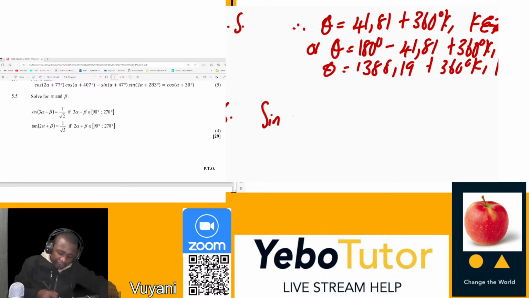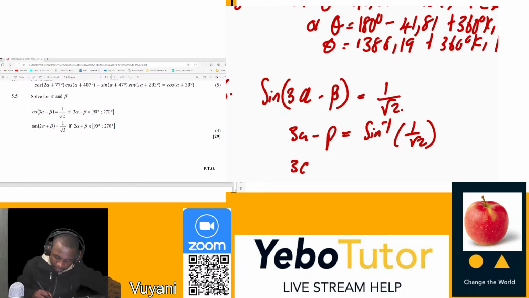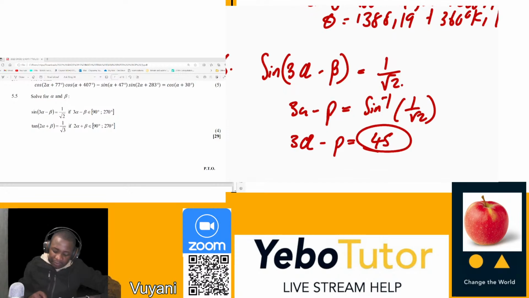Now we can see that sine of 3 alpha minus beta is equal to 1 over root 2. Then of course we can have 3 alpha minus beta equal to arc sine of 1 over root 2, which is 45. Then now we have 3 alpha minus beta equal to the 45. But we can literally see that this is a reflex angle, because we can see that our answer is the reflex angle called 45.